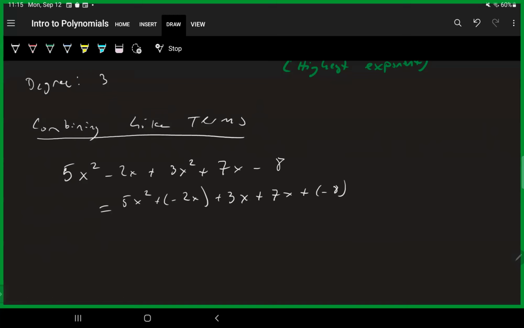We don't always have to write it this way, but this helps me keep track of my signs. And since addition commutes, I can move things around a lot easier. But most people are going to do a lot of this in their head, but this is the details of how it works. What I'm going to do is look at subtraction as the addition of a negative. So I'm going to rewrite the polynomial with that in mind. Wherever I see minus, I'm going to write plus a negative. So 5x squared plus a negative 2x plus 3x squared. Good thing I'm reviewing. Plus 7x and minus 8, or plus a negative 8.